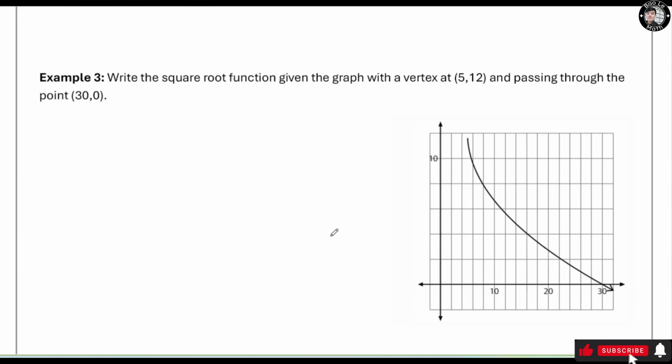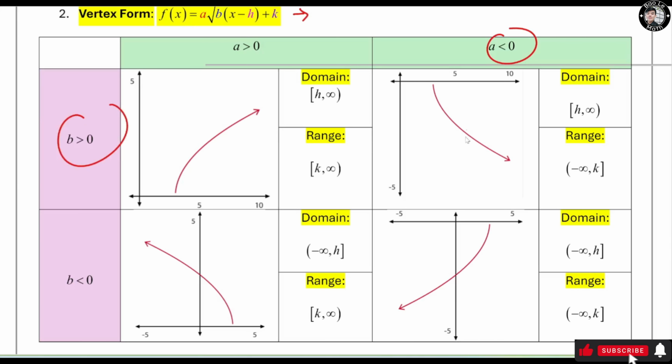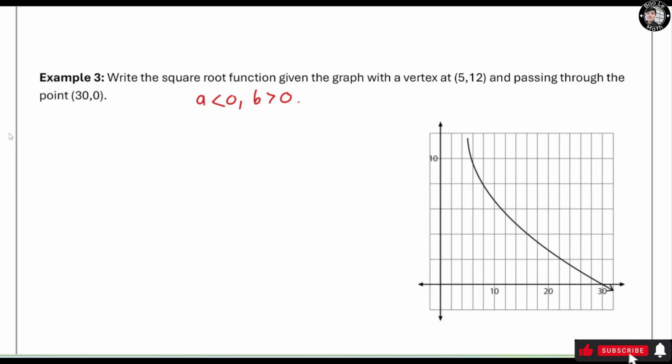Now example number 3, we do exactly the same thing, right? So we look at the graph, it's going to go this way, right? So we go back over here, A is negative, B is positive, right? The graph is right here. Alright, so we're going to use the vertex form f of x equals a square root of x minus h plus k, right? Now this is h and k, right? So substitute over here, f of x equals a square root of x minus 5 plus 12, right?